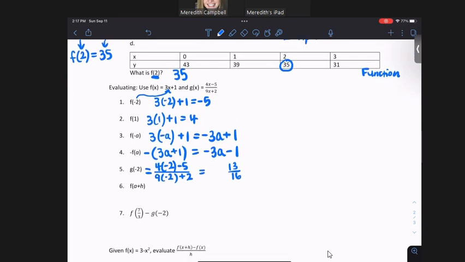F of a plus h, I'm going to plug in a plus h where x is, so that's a plus h plus 1, and then just to simplify, so 3a plus 3h plus 1.